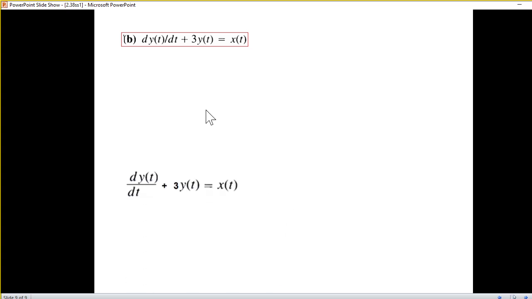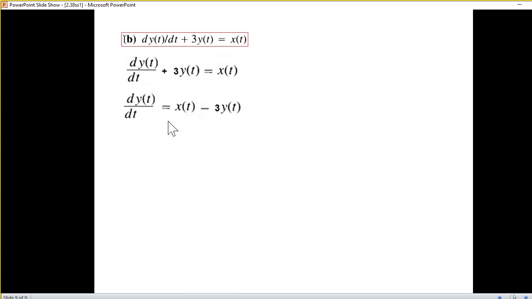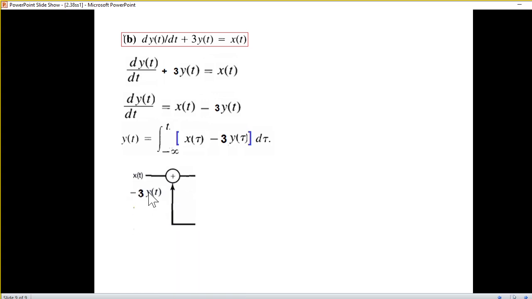Okay, the second part is exactly similar. Moving and then writing in terms of integration, giving the x(t) and minus 3 y(tau), summation sign, then integral, and then feedback with minus 3, minus 3 feedback, and this should be the answer. I hope you have been able to follow this. Please let me know through your feedback. Thank you.